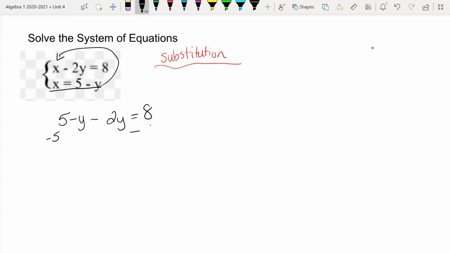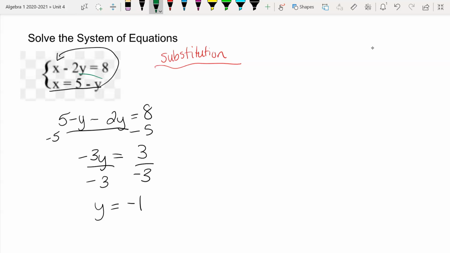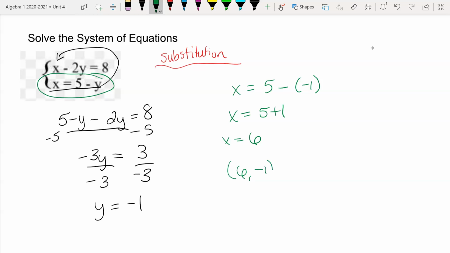So I'm going to subtract 5 and combine like terms. I get negative 3y equals 3. I'm going to divide by negative 3 and get y equals negative 1. So now I'm going to plug that into here. I'm going to say x equals 5 minus a negative 1. x equals 5 plus 1. So x is 6. So the answer is (6, negative 1).